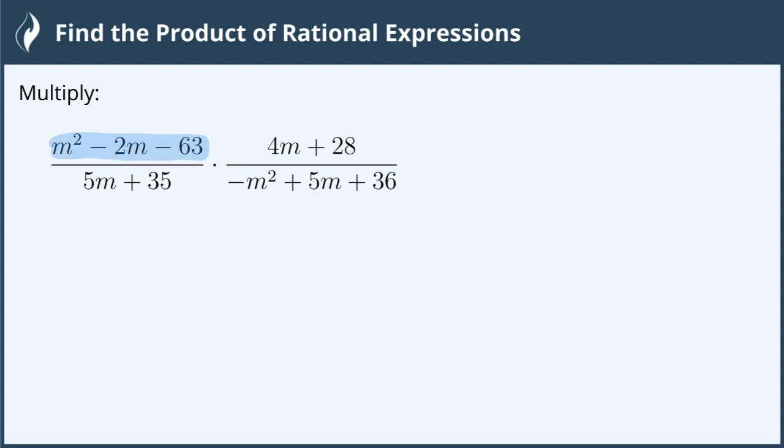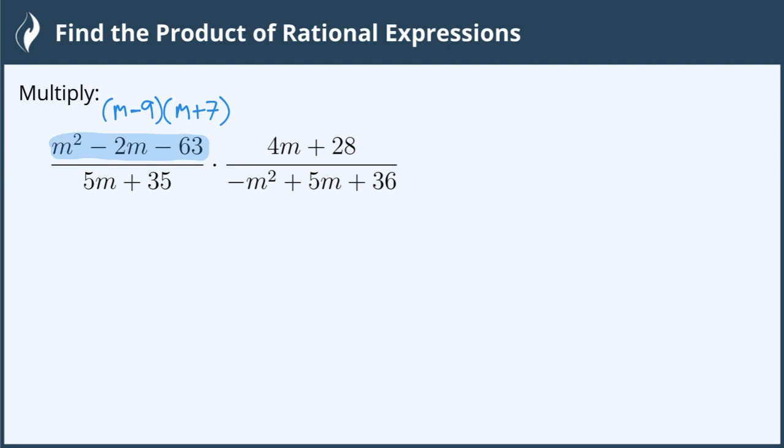In order to factor m squared minus 2m minus 63, we first need to figure out what two numbers multiply to negative 63 but add to negative 2. The two numbers that do that are negative 9 and positive 7. So we can factor this to be m minus 9 times m plus 7. Again, because negative 9 times 7 is negative 63, and negative 9 plus 7 gives us negative 2.